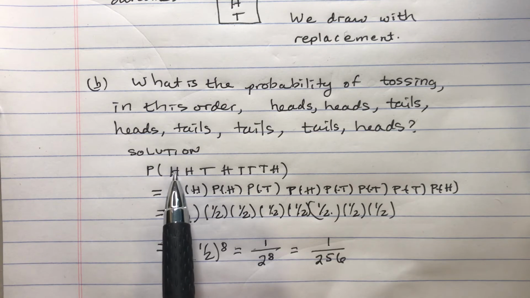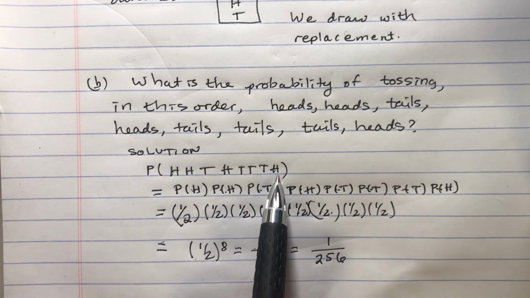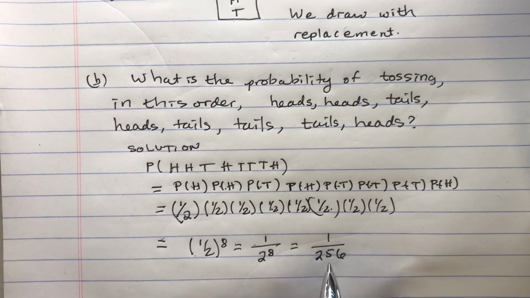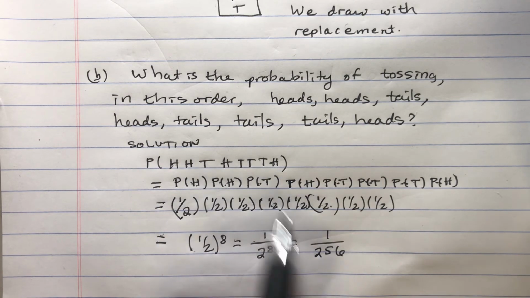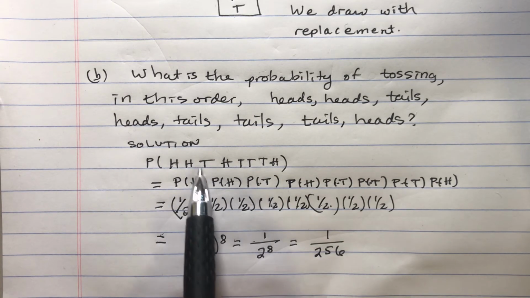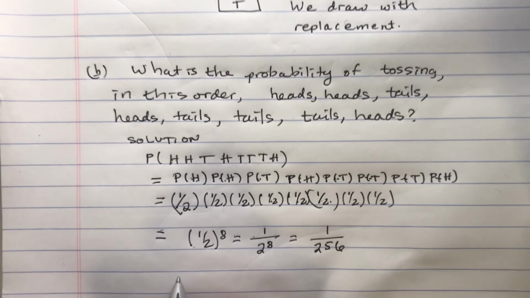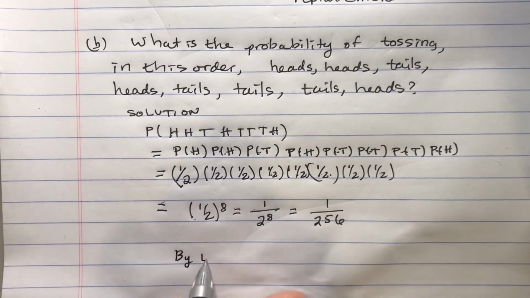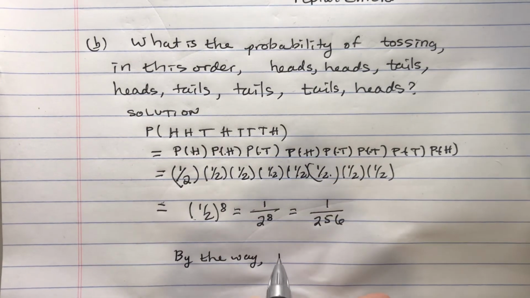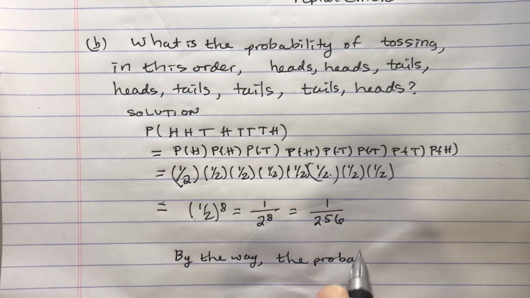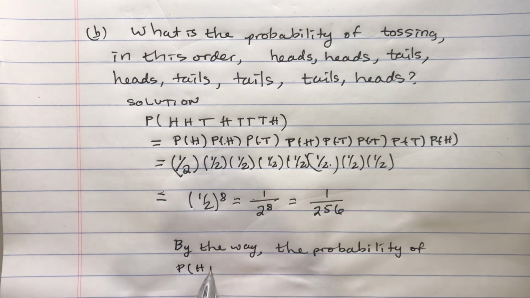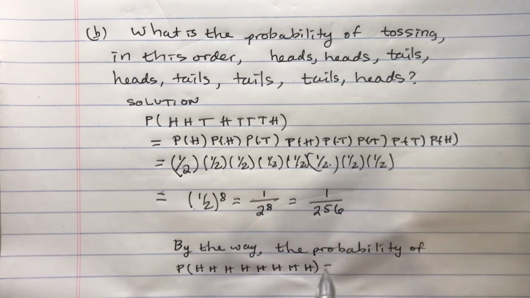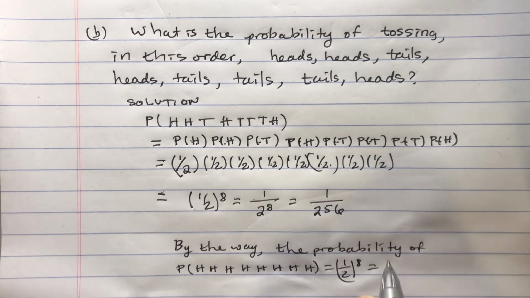If I asked what's the probability of getting 8 heads in a row, this would be the answer. Because it wouldn't matter if I had any lineup, heads, tails, or anything. It would be the same answer because heads and tails have the same probability. So let's just write this as, by the way, the probability of 8 in a row is also 1/2 to the 8th power, which is 1 over 256.